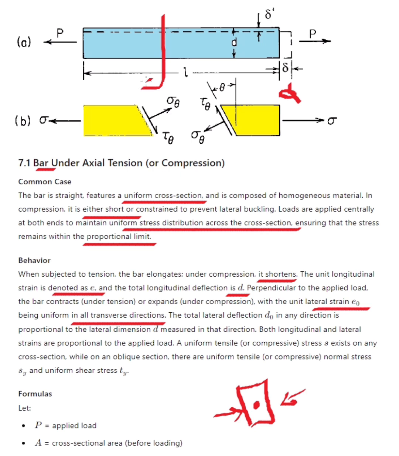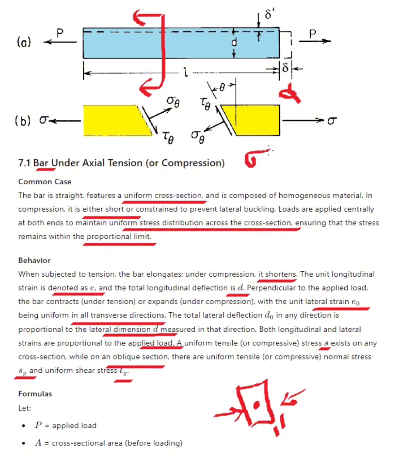If you take the cross section here and apply this load in tension, these lateral directions will contract. So the lateral deflection delta D naught in any direction is proportional to the lateral dimension D measured in that direction. Both longitudinal and lateral strains are proportional to the applied load. Uniform tensile or compressive stress exists on any cross section, while on an oblique section there are uniform tensile or compressive normal stress and shear stress.